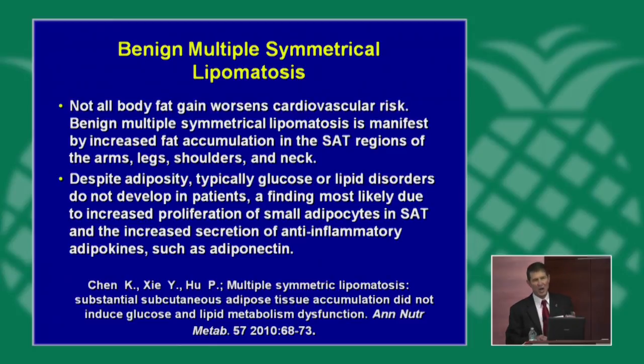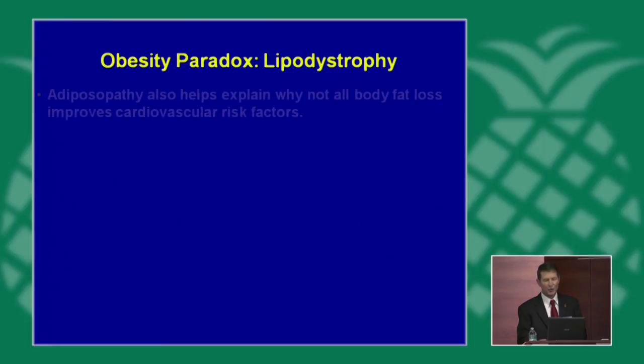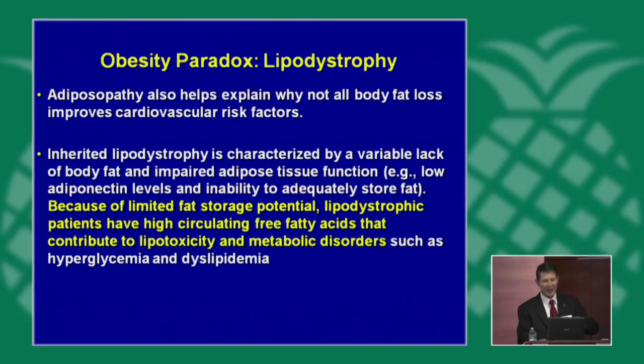That is in contrast to those individuals with lipodystrophy. Now, you can have an inherited or acquired lipodystrophy. These are individuals who are thin. You would think they're thin, they'd have a very low incidence of adiposopathy and cardiometabolic disease. The problem is they don't have adequate storage for fat. And because of this, they have limited fat storage. They have high circulating free fatty acids that contribute not only to lipotoxicity, but to metabolic disease.